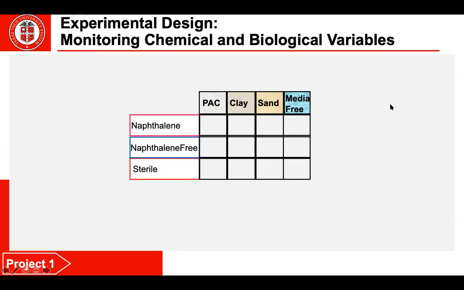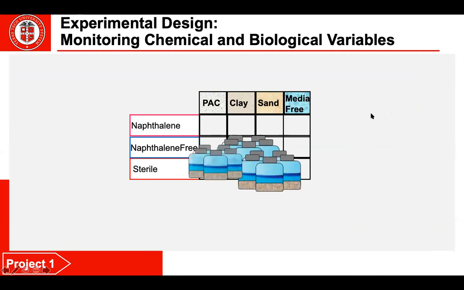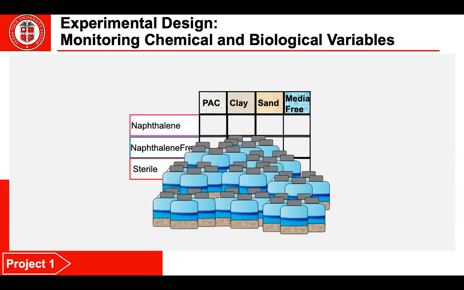So here's our experimental matrix as to what we set up. And again, this is one of Giovanna's slides. One thing that she wanted to emphasize, as a student who was in the lab setting all of these up, is that for this experiment she actually had over 100 bottles because of the number of sacrifices she needed for the various analyses. But we are looking at systems that contain naphthalene, bioactive systems that are naphthalene free, and systems that are sterile, as well as the 4 treatments that I already mentioned.